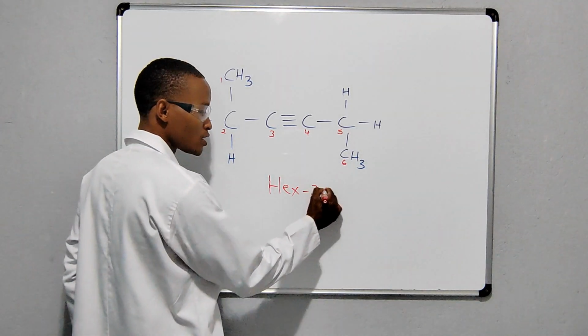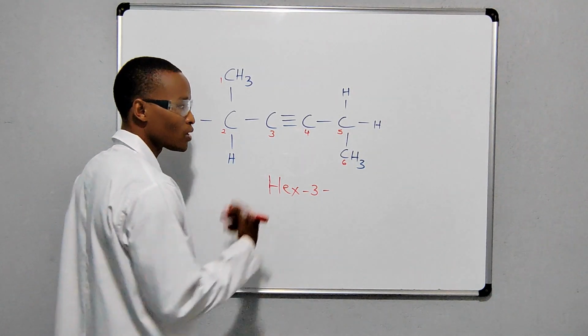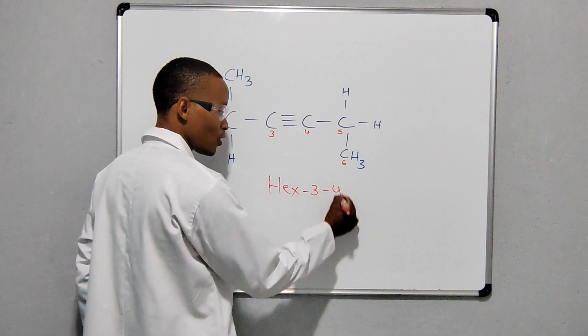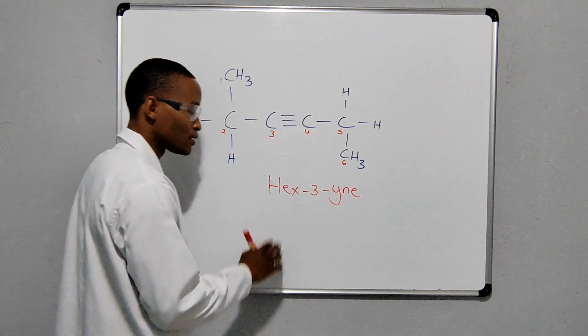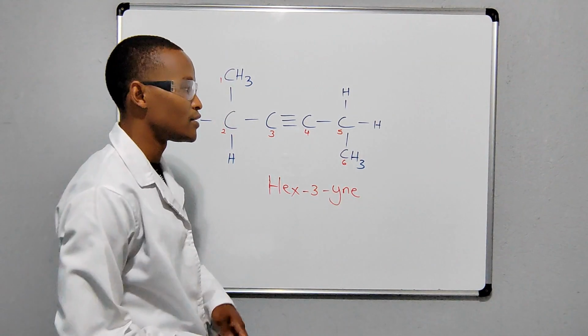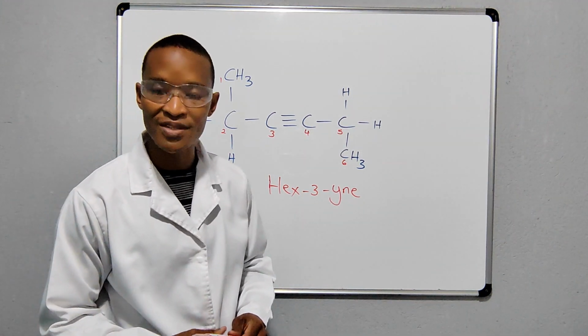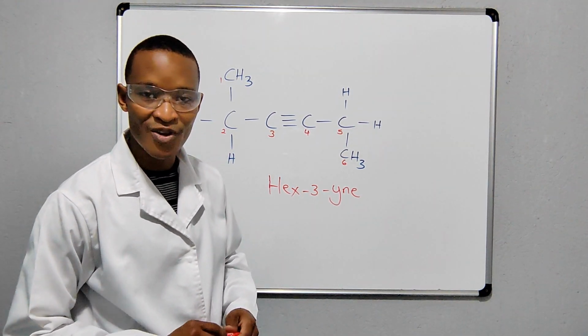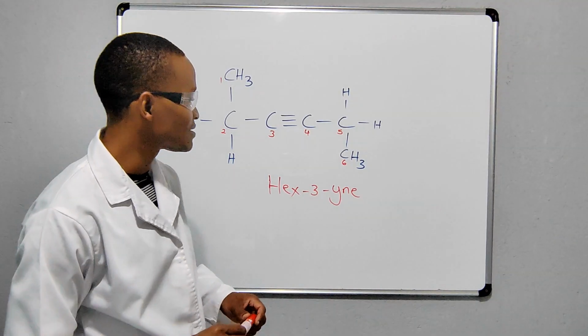Now, our triple bond is in position 3, okay, and the homologous series is an alkyne, so it will end with ine, hex-3-yne. So that is the name of this hydrocarbon. Okay, so nice and straight to the point.